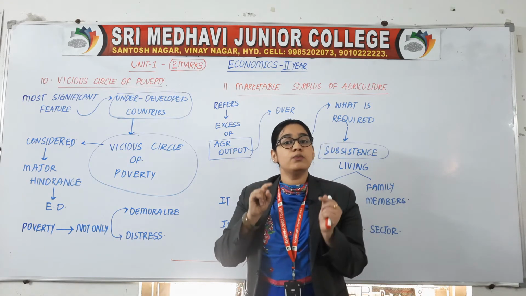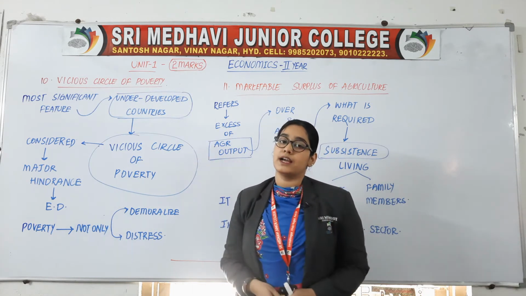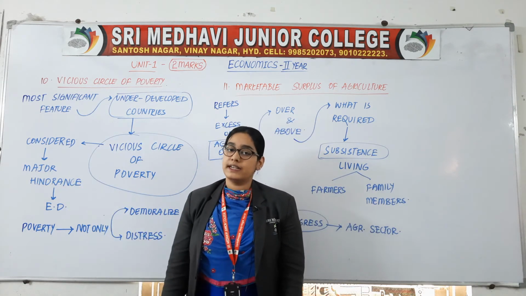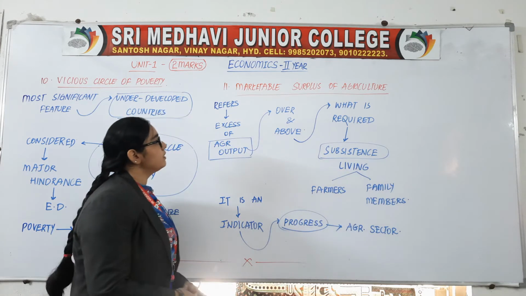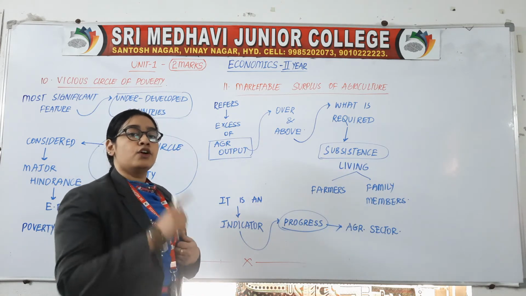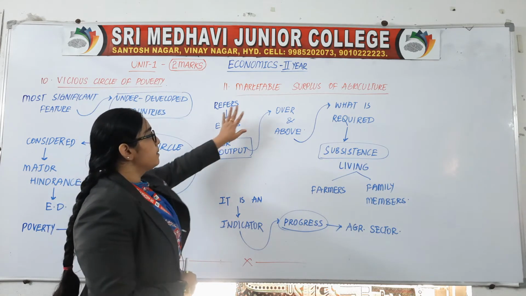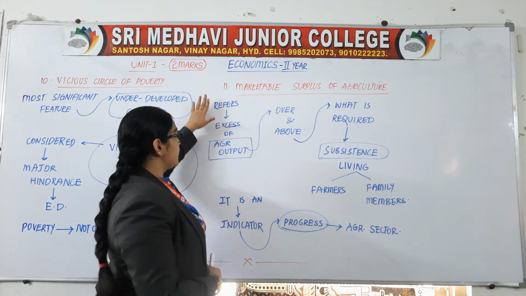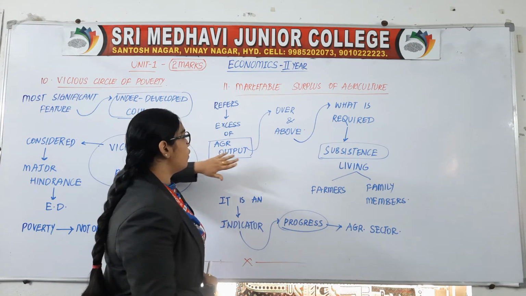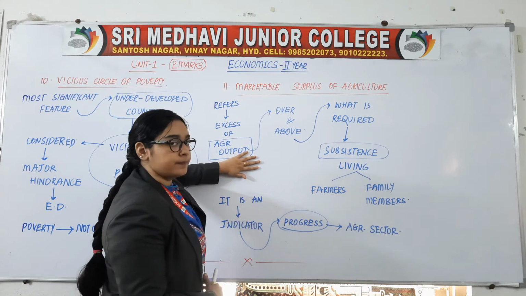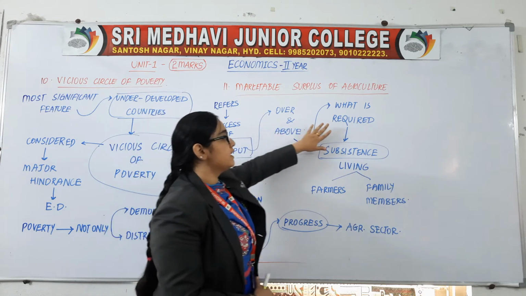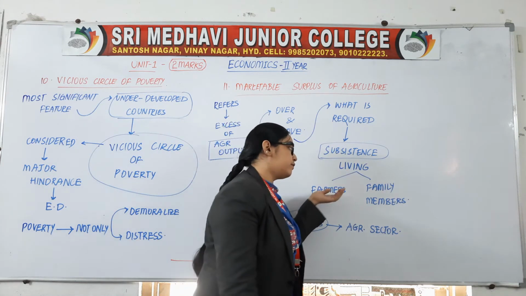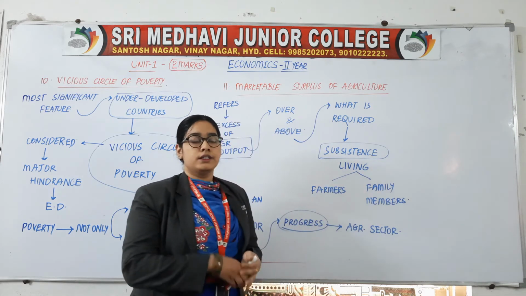It is mainly found in which countries? Underdeveloped countries, and it is also a major hindrance for economic development. Coming to the last and final definition of unit number 1, that is marketable surplus of agriculture. It refers to excess of agricultural output over and above what is required for subsistence, living of both the farmers and family members.